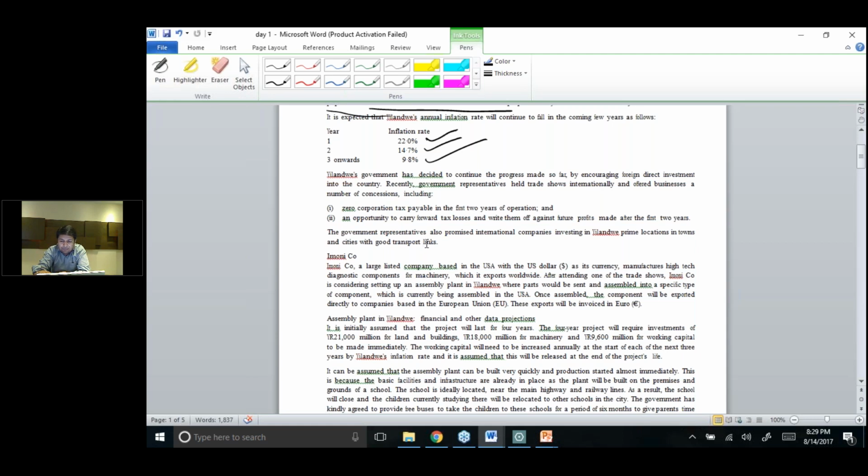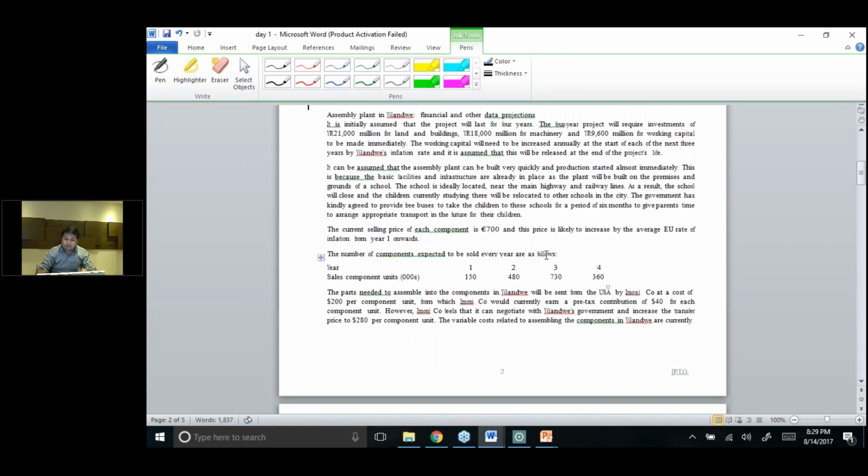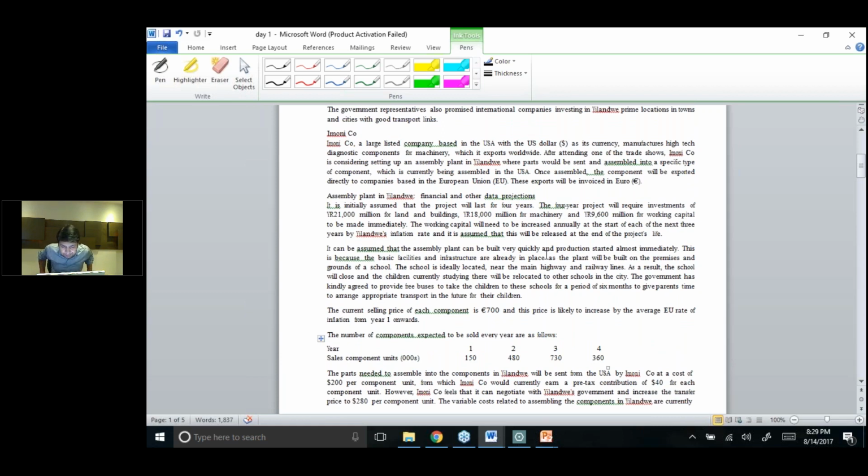Government representatives also promised international companies investing in Yelandi prime location in towns and cities. So there is a risk of government, a political risk. If the government changes, these benefits can be withdrawn by the new government.